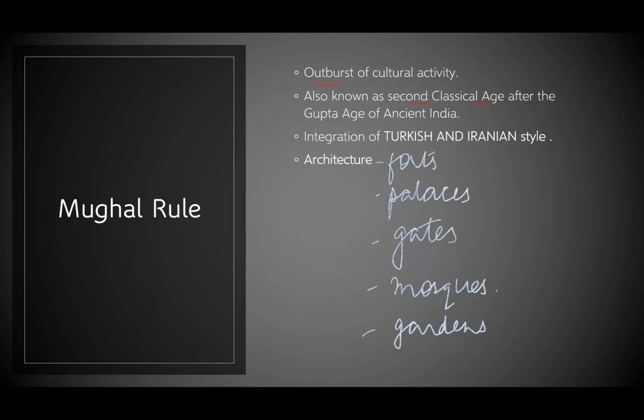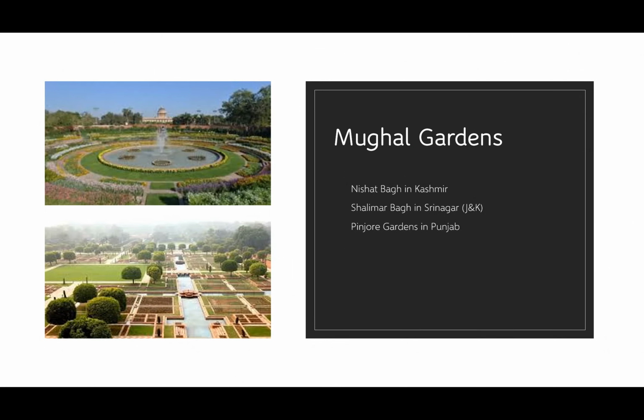Now, what happened during the time of the Mughals? In the Delhi Sultanate we see the integration of Turkish and Indian features. Here we see the integration of Turkish and Iranian style. What were their most important architectural works? They made forts, palaces, gates, mosques and gardens.